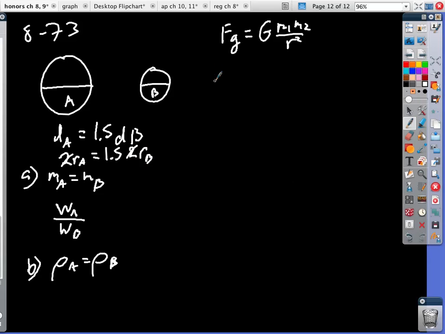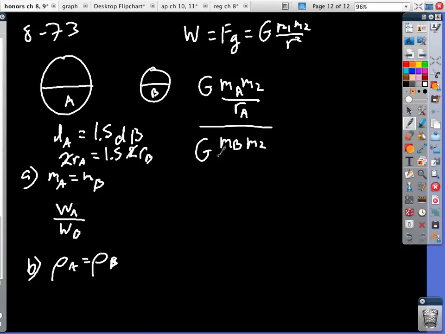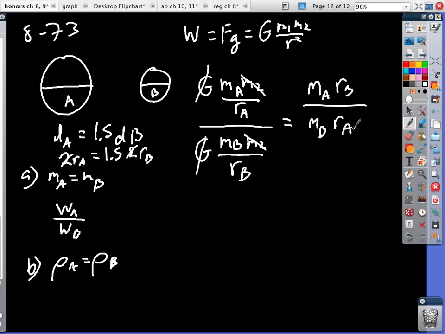So all I'm going to do, this is equal to weight. So I'm just going to put big G m1 m2 over RA, over, and this is mass of A, m2 is the person, big G mass of B m2 over RB. So I'm just going to create a ratio. This goes away, person goes away, and we get MA RB over MB RA.